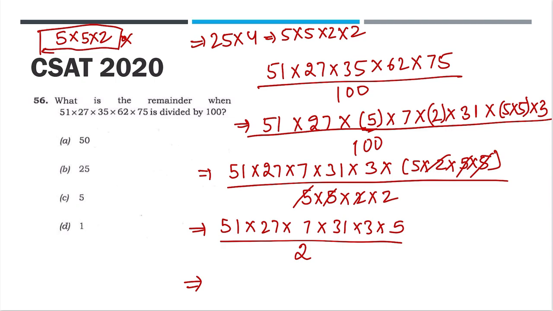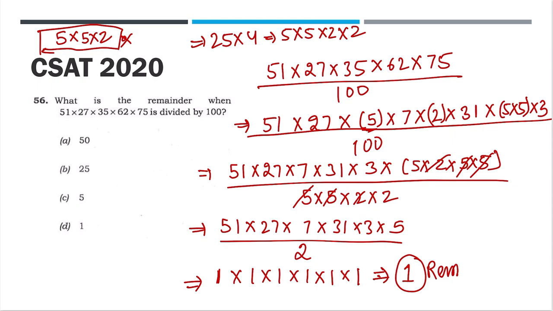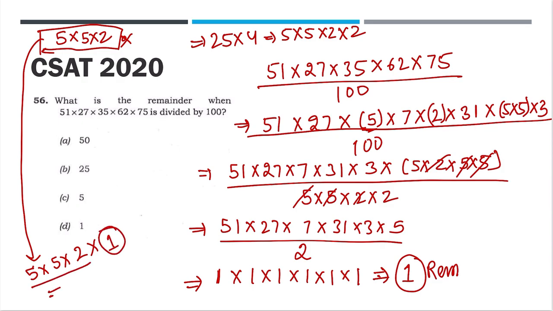Then simply, if 51 is divided by 2, the remainder will be 1. If 27 divided by 2, remainder will be 1. 7, 1. 31, 1. 3, 1. 5, 1. So 1 into 1 is 1. 1 is the remainder which we have got here. Now, time to take out the things we have put in the locker, which is 5 into 5 into 2, multiplied by this 1 which we have got from here. So this is 5 into 5 into 2, 50 is the answer, and this gives us option number A. I hope this is clear.